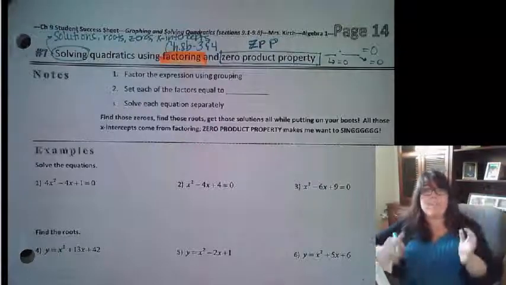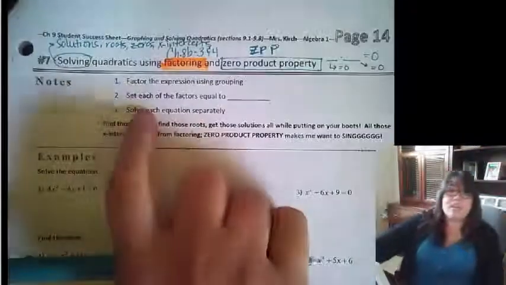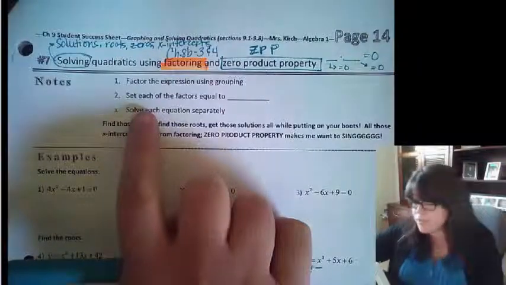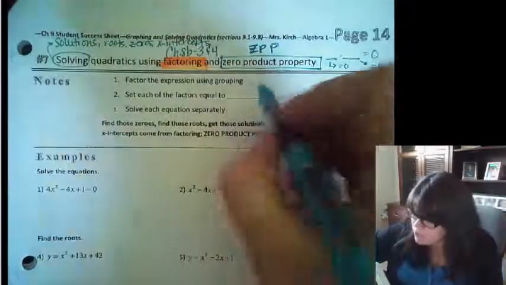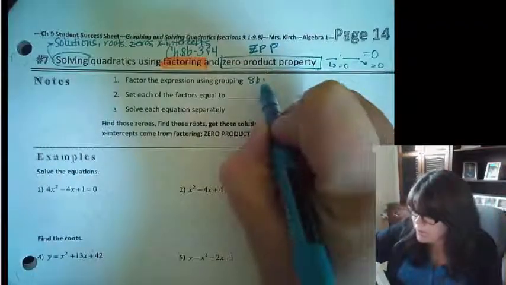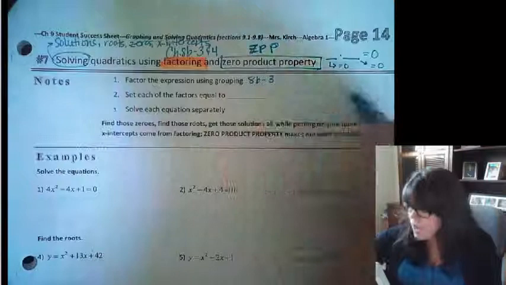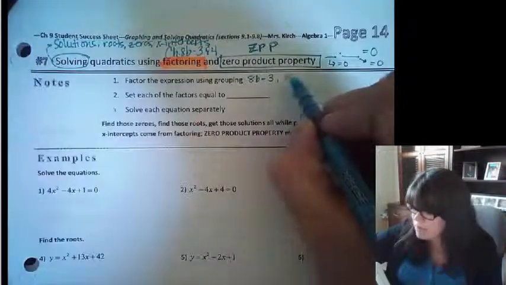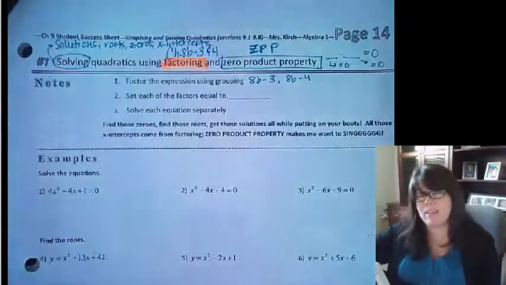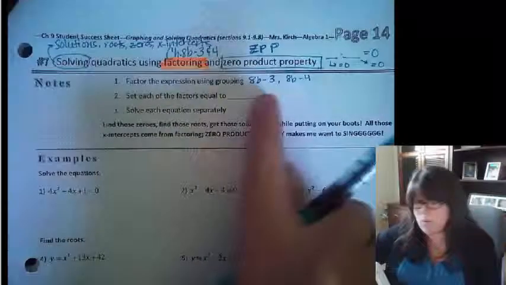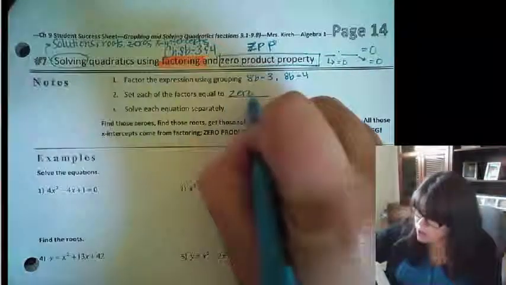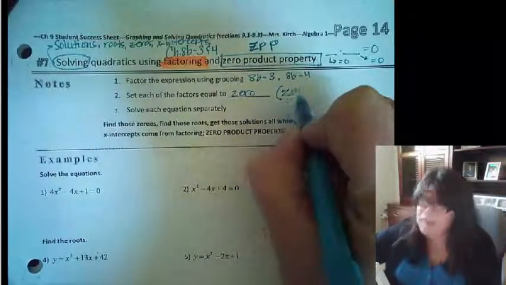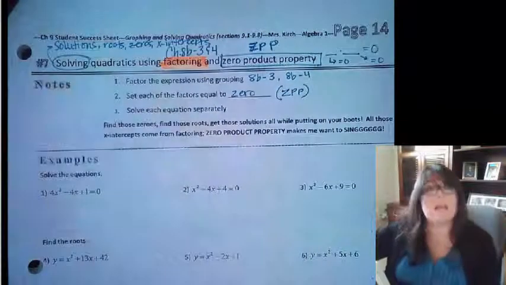All right, so before we dive in, I want you to understand the steps in using factoring to solve quadratics. The first thing you're going to want to do is factor the expression using grouping. Again, if you need help with factoring by grouping, that's 8B concept 3. And then you'll also need to know 8B concept 4 for a little bit later on in this lesson. But that's the two lessons that you want to make sure you go back and check out if you need to. You're going to set each of these factors equal to 0. This is because of the ZPP. The ZPP tells us that we're allowed to do that.